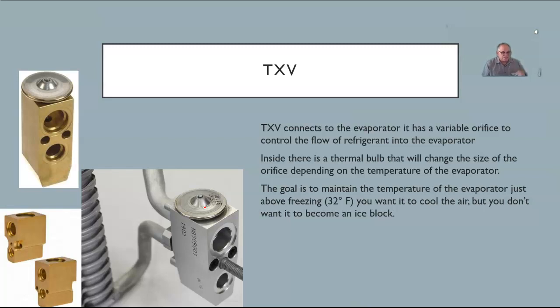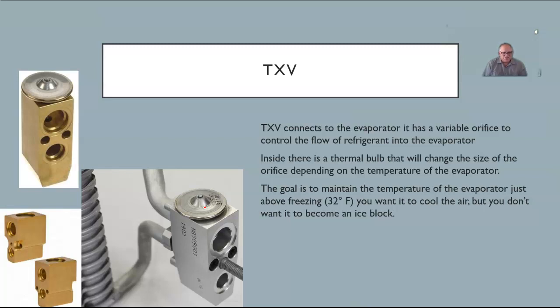Alright, here's our TXV, our thermostatic expansion valve. They come in a number of shapes and sizes, and most all of them are very rectangular in shape. So the smaller opening that's on there, that's going to be your liquid line coming from the receiver dryer. And that liquid refrigerant is going to be going inside of the evaporator. The larger opening is the return line going to the compressor. That's going to be our vapor.